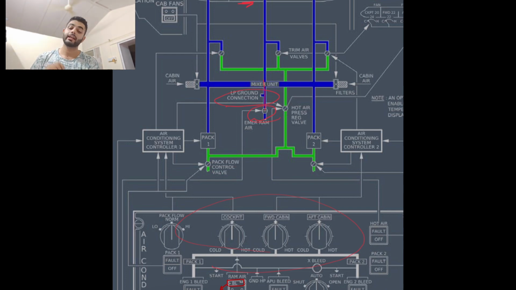Now the aircraft does not know when the HP is on. The issue is that if I have started the pack and I am supplying bleed air, supposing I'm supplying any pneumatic air, it's called bleed air, if I'm supplying from the APU or from the engines, what is happening is the pack doesn't know that the HP ground has also been connected.